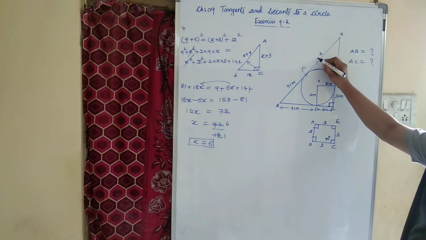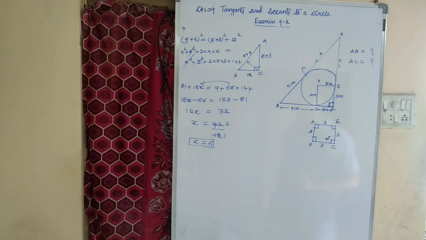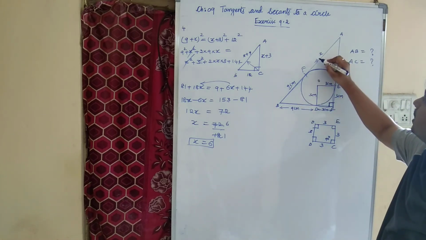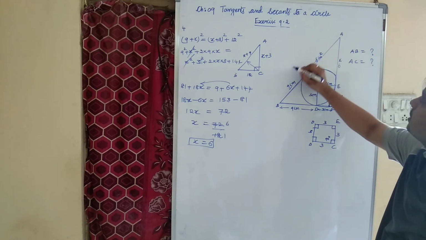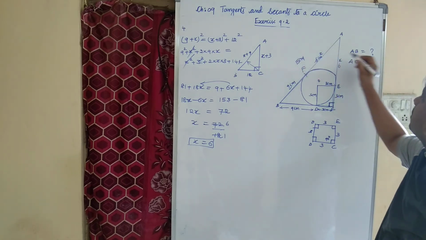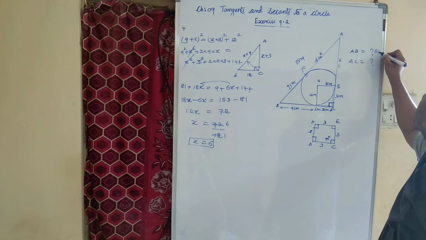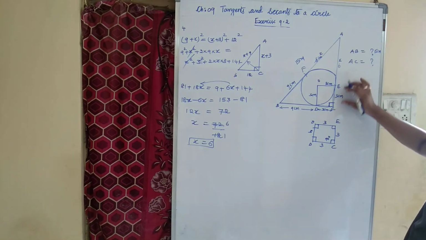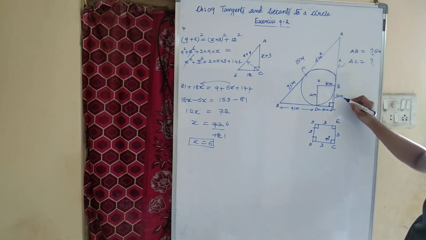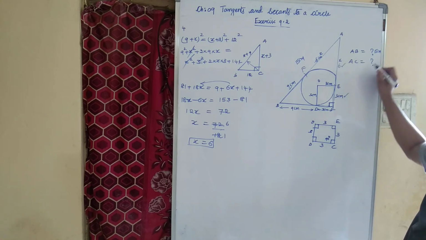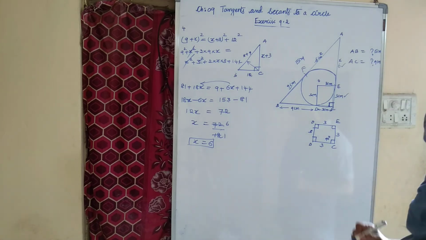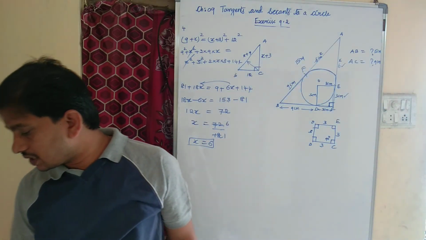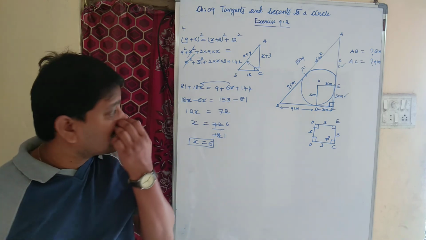This is our 6 centimeters, this is our 6 centimeters. Now what is the length of AB, children? Length of AB is 9 centimeters plus 6 centimeters. So 9 plus 6 implies 15 centimeters. AB is 15 centimeters. Now what about the length of AC? AE plus EC. AE is 6 centimeters and EC is 3 centimeters. So 6 plus 3, 9 centimeters. So what are the lengths of AB and AC? 15 centimeters and 9 centimeters.